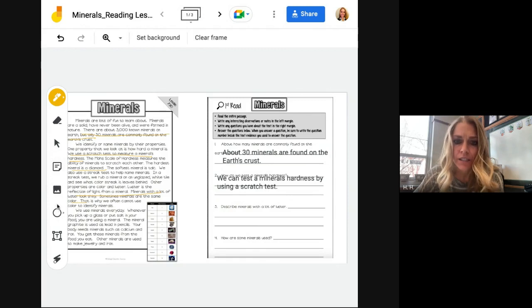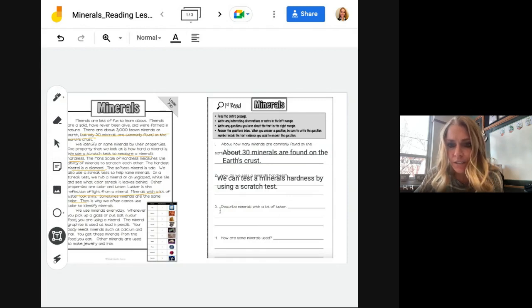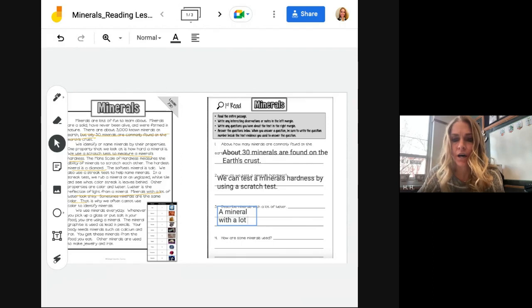Okay. And go ahead and take a second to type your response or write it down. A mineral, with good complete sentences, with a lot of luster is, I'm going to choose diamond because I also know that that's very shiny, and the text tells me it's a mineral. It's very shiny, so it has a lot of luster. If you chose one of these other minerals, you used this little text feature here and found a mineral that shows a high degree of luster, go ahead and add that.